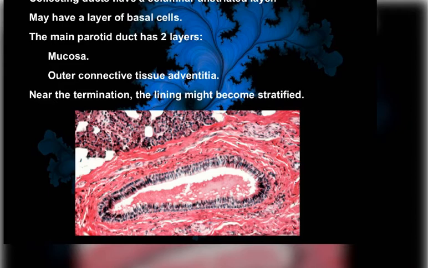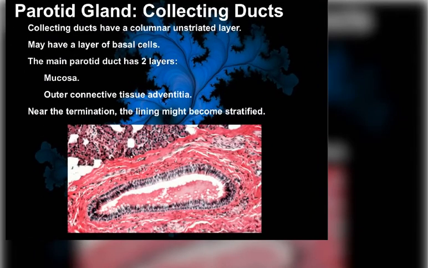This is a general notice about all ducts. All ducts, whether it's a main excretory duct or a major collecting duct, when it empties into the oral cavity, they turn their lining into a stratified squamous epithelium to become like the epithelium of the oral cavity. By the way, the major collecting duct of the parotid, the main parotid duct, is also called Stensen's duct.